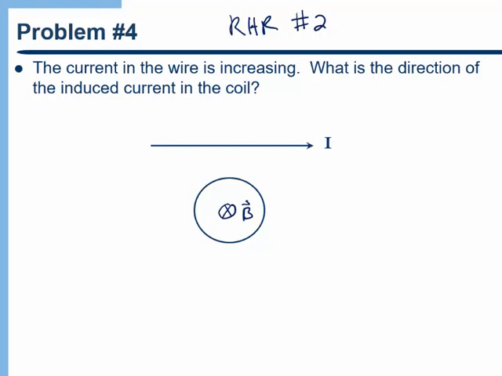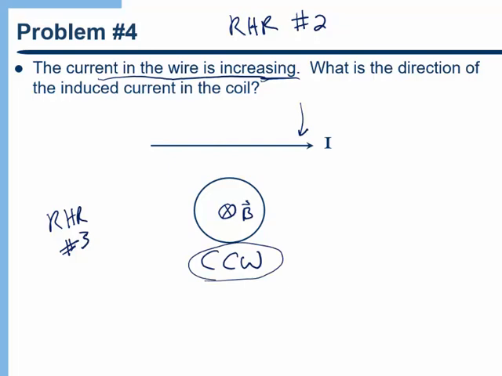Now, that's not enough yet to figure out the direction of the current in this loop. Because remember, it's all about change. What we're told here is that the current in this wire is increasing. So that means that there's more and more magnetic field going into the loop. So what does the loop want to do? It wants to make magnetic field coming out. So use right-hand rule number 3. Point your thumb out at you and notice that your fingers are going counterclockwise.